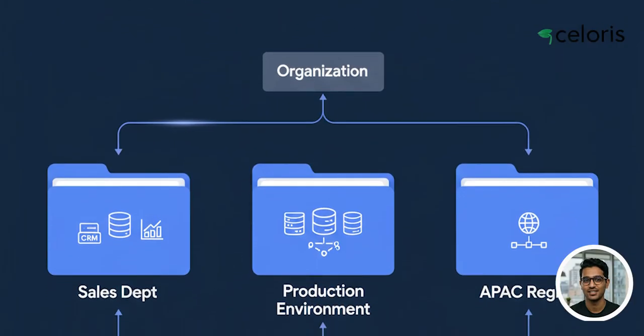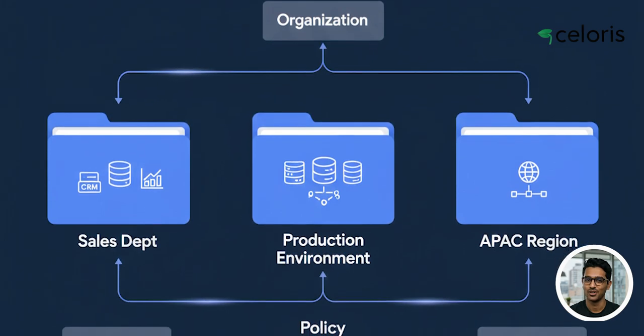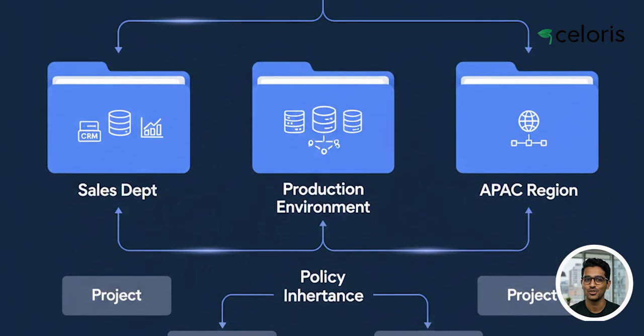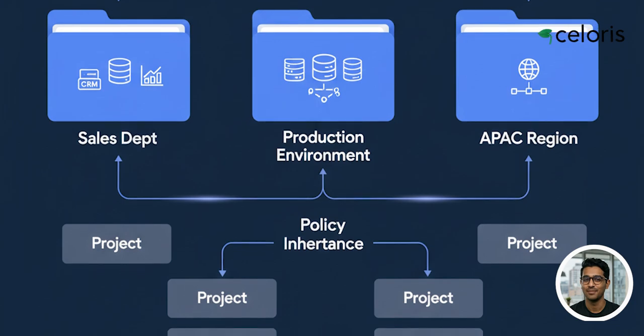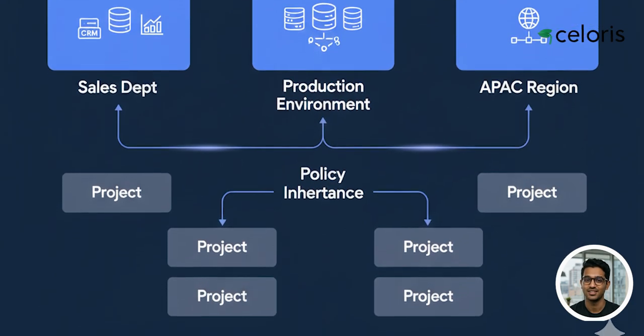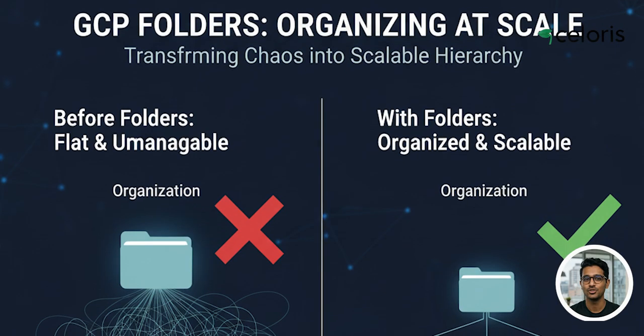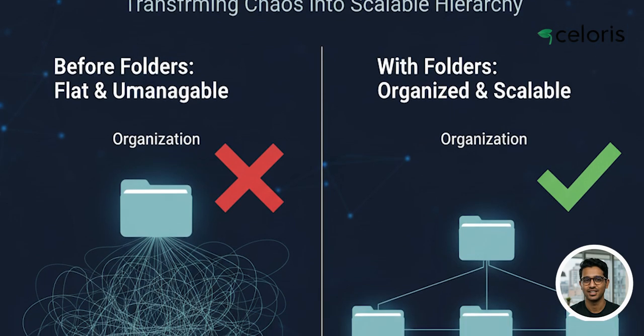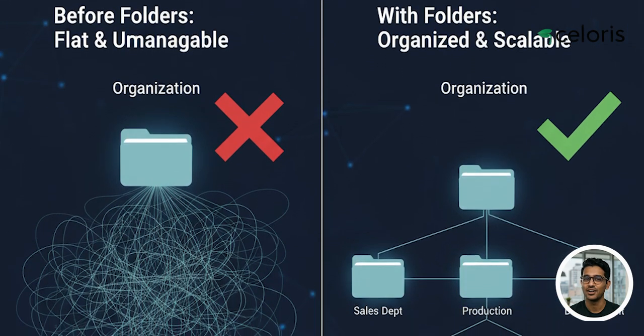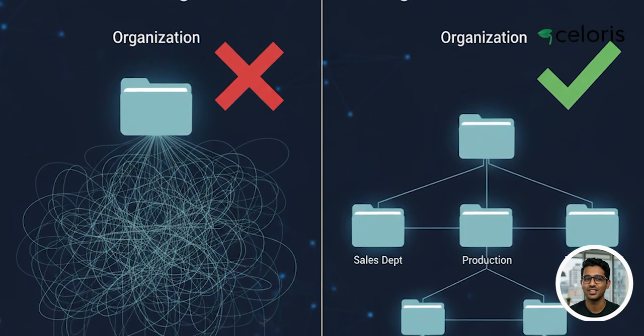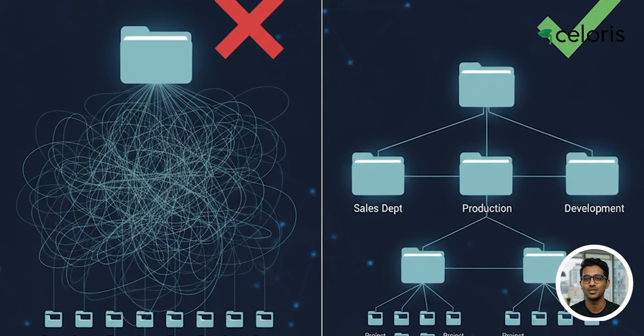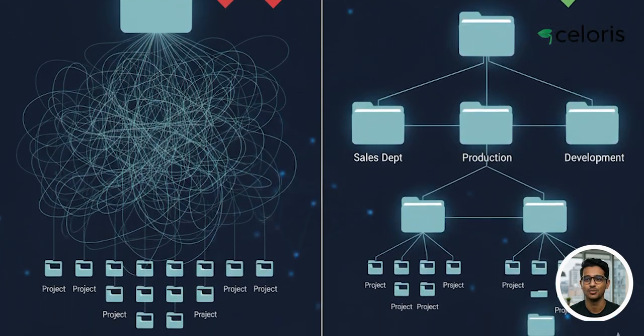Consider example use cases. You might have a sales department folder, a production environment folder to house all your critical production projects, or an APAC region folder for resources specific to that geographical area. Folders are truly a game changer for larger organizations. They prevent that flat, hard-to-manage structure and provide a necessary layer of abstraction, making your GCP environment much more scalable and manageable in the long run.